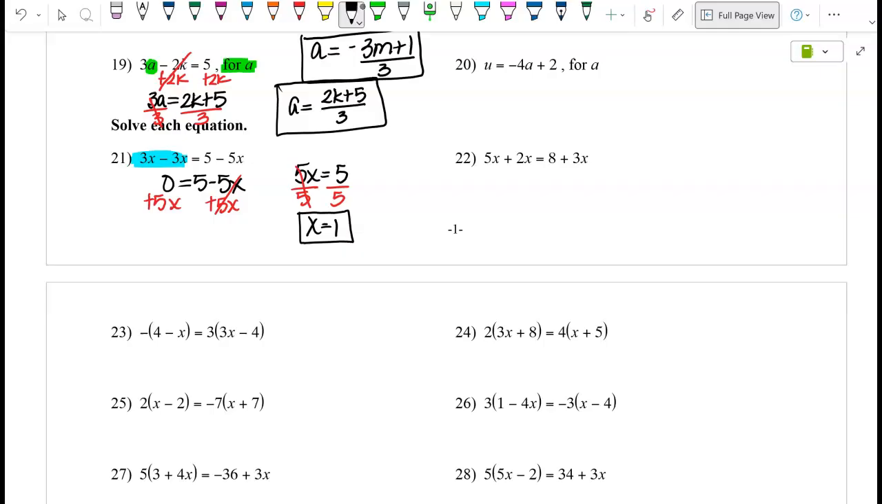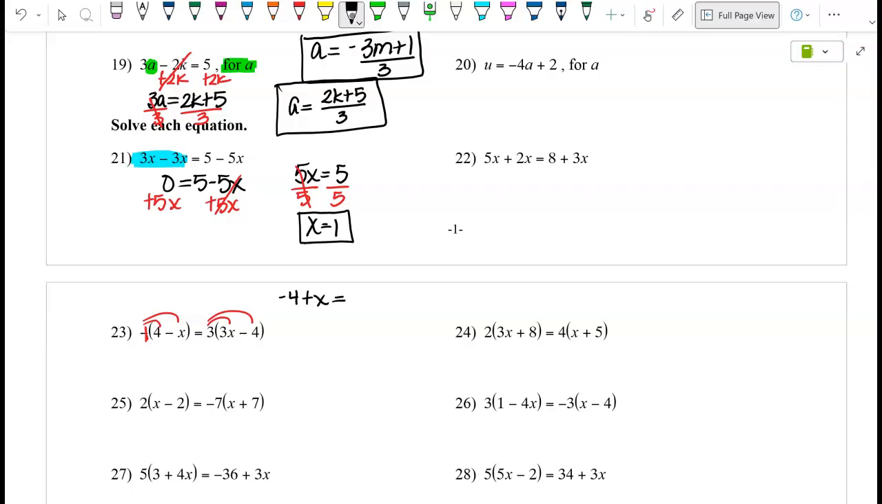All right, number 23, negative 1 times the quantity 4 minus x equals 3 times the quantity 3x minus 4. Lily, what is my first step here? Yeah, and on this side I have a negative 1 I have to distribute. Here I have a positive 3. So negative 1 times 4 is negative 4. Negative 1 times negative x is plus x.